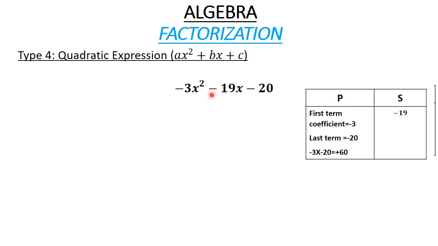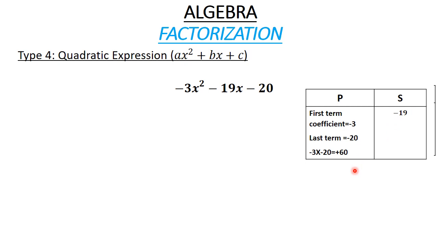What's the product? The coefficient of the first term multiplied by the last term. So negative 3 times negative 20, which gives us positive 60. Then the sum is the middle number, negative 19. So we have to look for those two numbers. If multiplied, it gives us positive 60. And if added, it's going to give us negative 19. What are the two numbers?